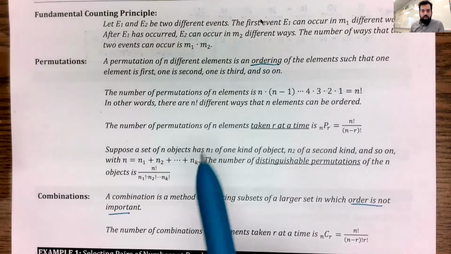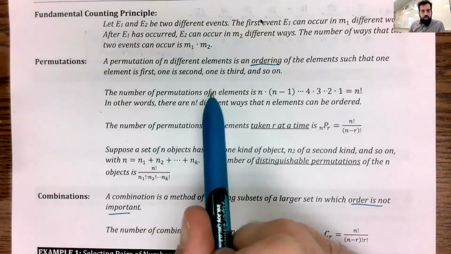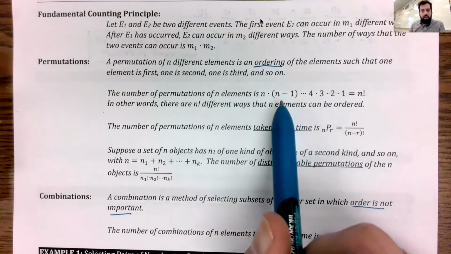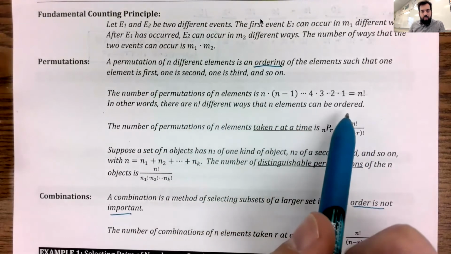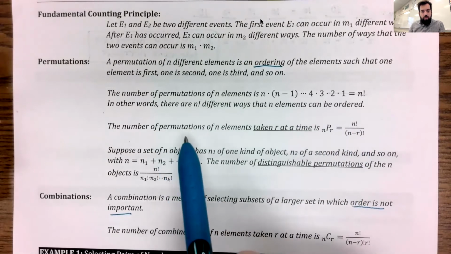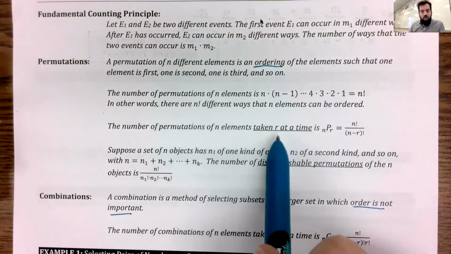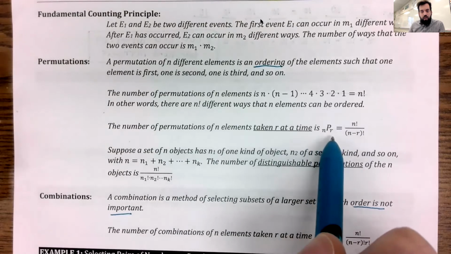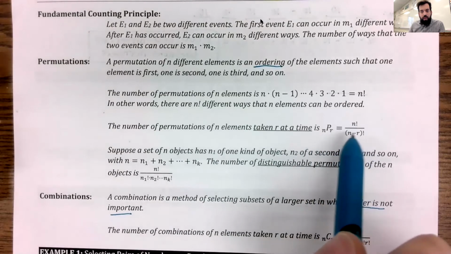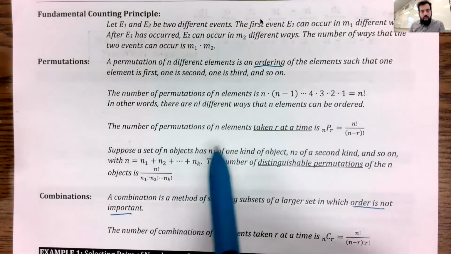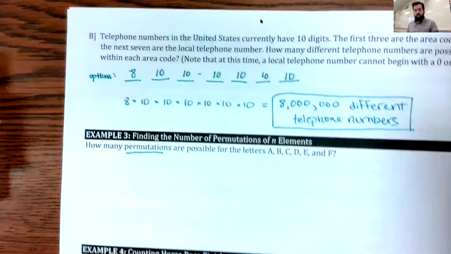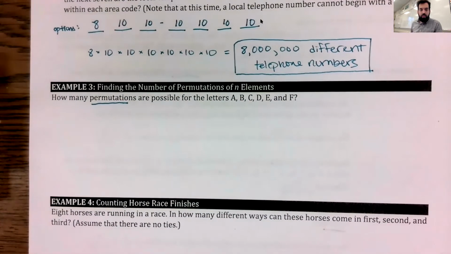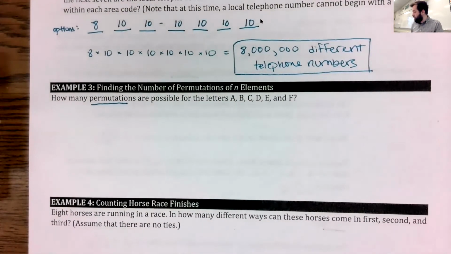So we've got some formulas. The number of permutations of n elements is n factorial. There are n factorial different ways that n elements can be ordered. The number of permutations of n elements taken r at a time is nPr, or n factorial over n minus r factorial. And we'll talk about distinguishable permutations in a minute. So let's take a look back at example 3 then. How many permutations are possible for the letters A, B, C, D, E, and F?